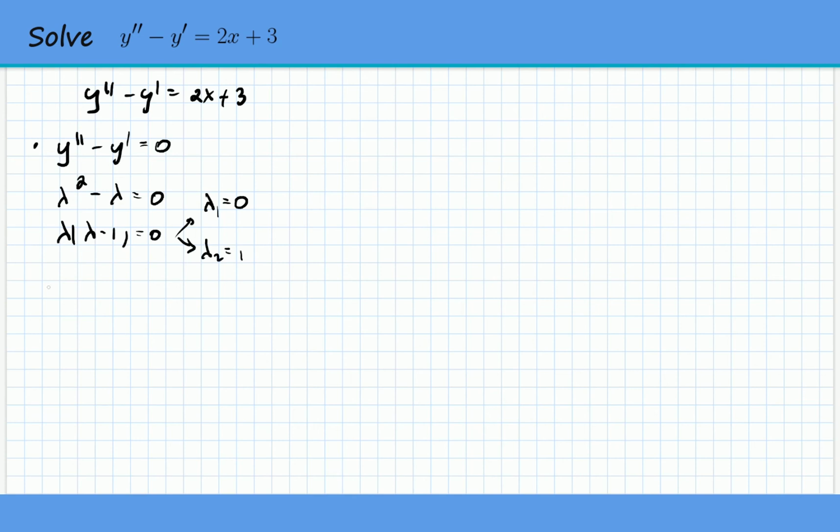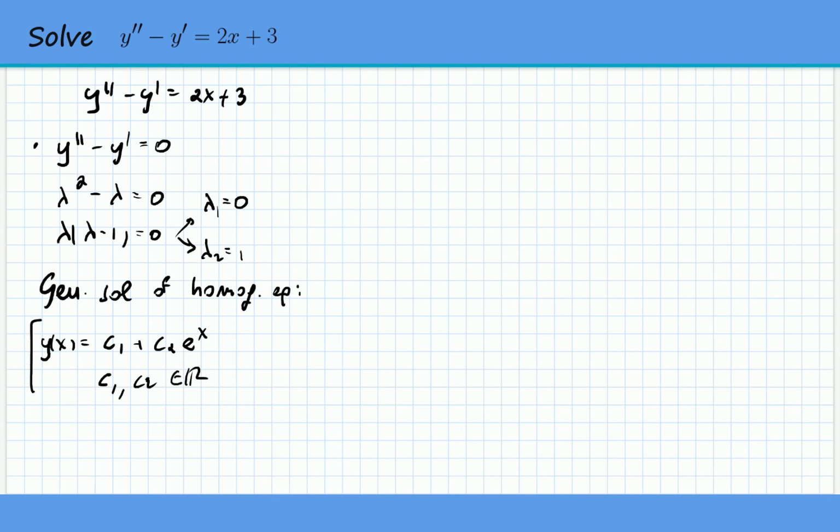Therefore, the general solution of the homogeneous equation is given by y of x equals c1 e to the 0x, which is simply 1, plus c2 e to the x, where c1 and c2 are real numbers. Okay?